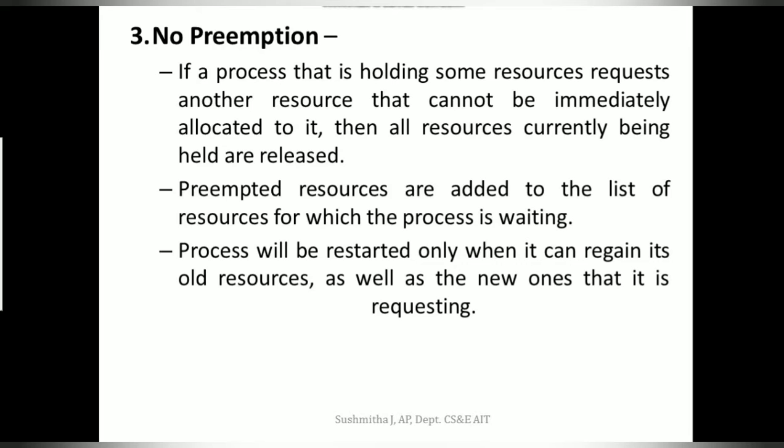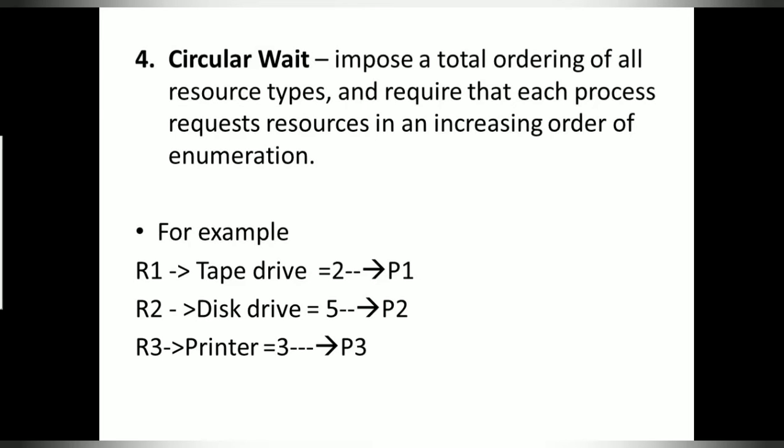So this protocol is there to nullify no preemption, but probably it is not applicable to all the resources. Now the last condition that we have is circular wait. So what does circular wait tell? It tells that a process is holding a resource and waiting for another resource held by the preceding process. Now let me put it this way.